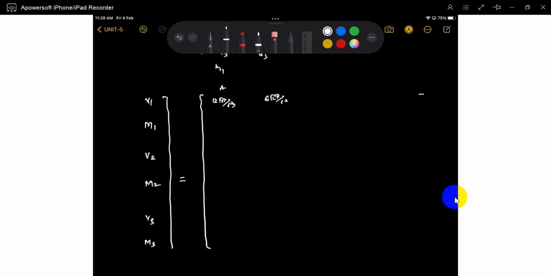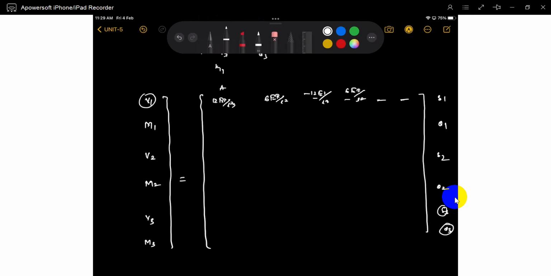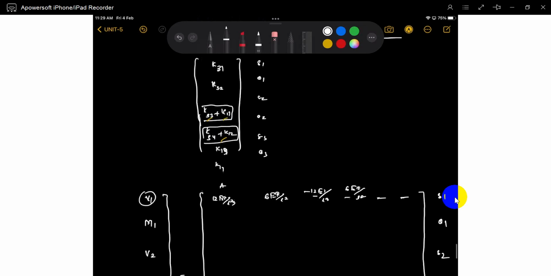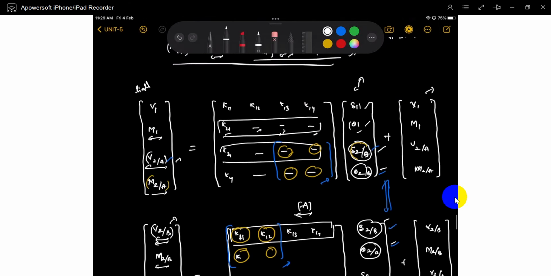So I will write like this: 1 2 3 4 5 6. This is called delta 1, theta 1, delta 2, theta 2, delta 3, theta 3, minus 12EA by L cube, 6EA by L square. Sir, what are these 2 values, sir? There is no relation between V1 with respect to delta 3 and theta 3. Are understood? There is no relation. V1 is just these factors, multiply these factors, you will get V1.